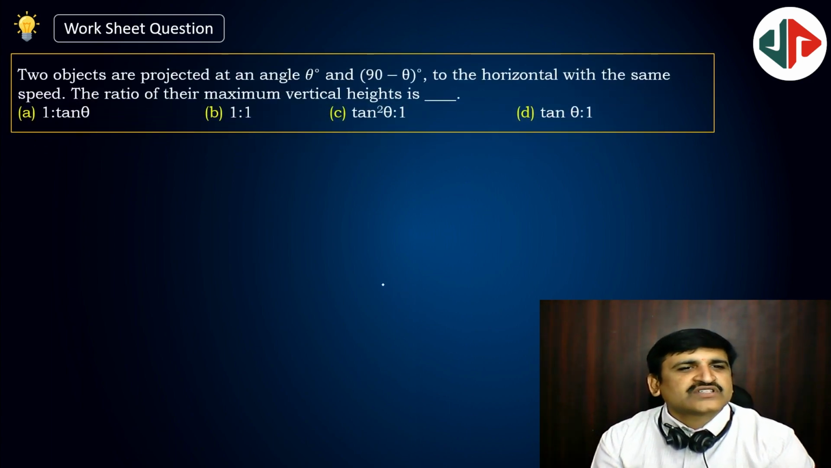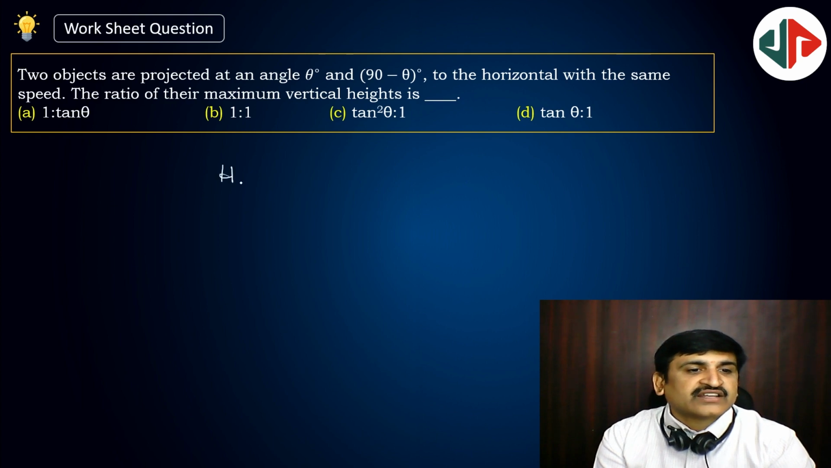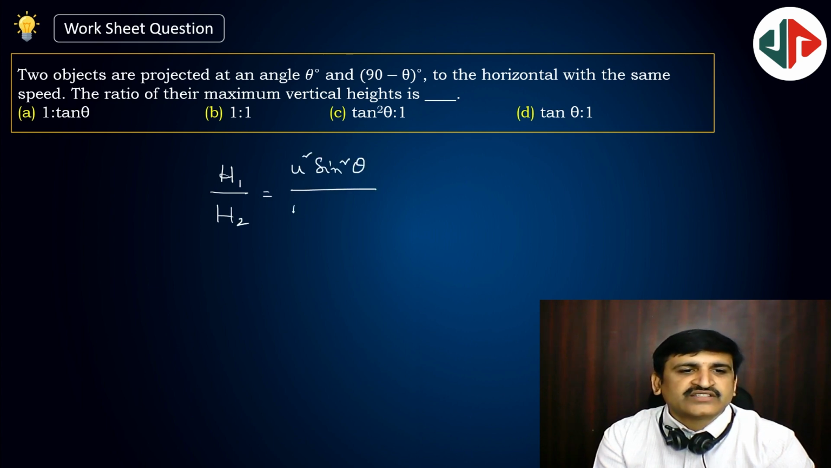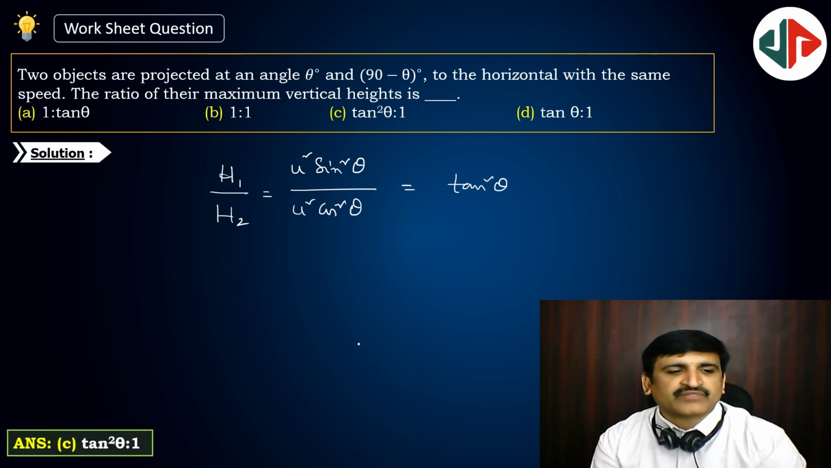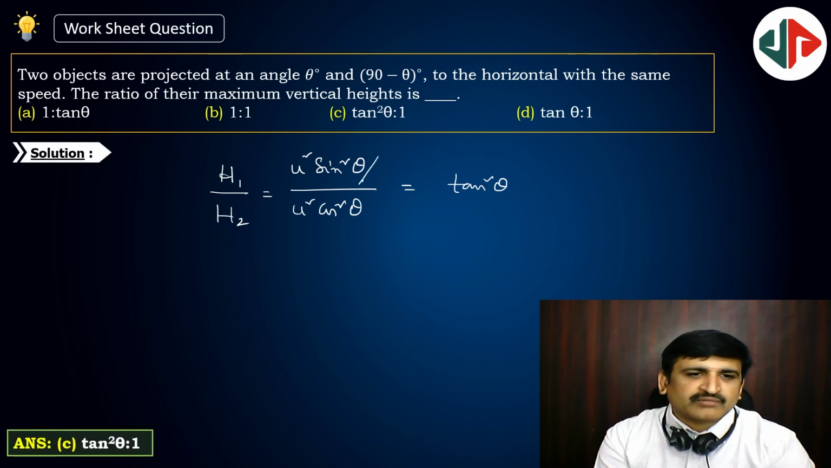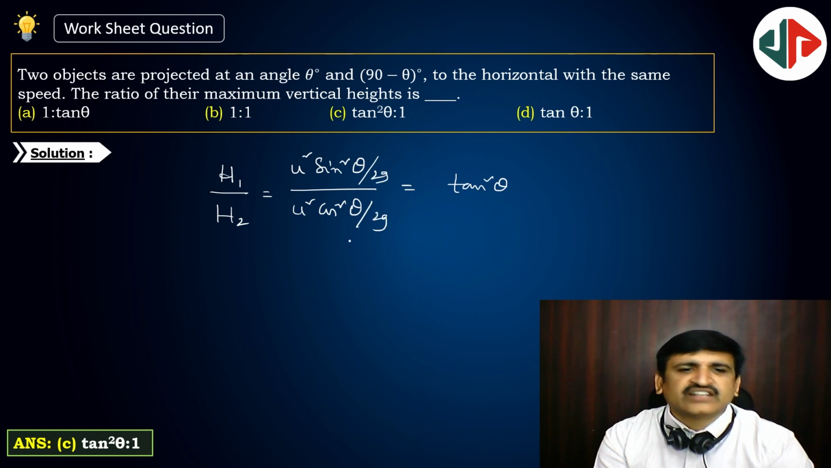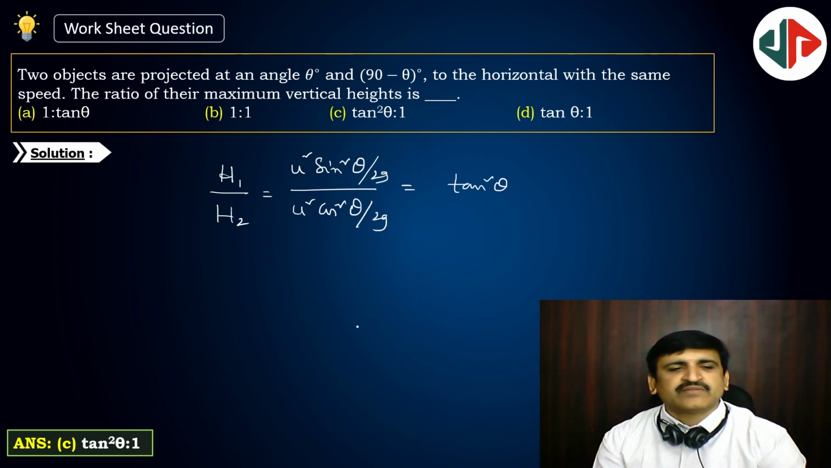Two objects are projected at angles theta and 90 minus theta to the horizontal with the same speed. The ratio of their maximum vertical heights, h1 by h2, is u square sine square theta by u square cos square theta. The 2g gets cancelled, u square also you can cancel. So sine square theta by cos square theta is tan square theta, right? So h1 by h2 is tan square theta to 1. You can see that they cancel because sine of 90 minus theta is cos theta.